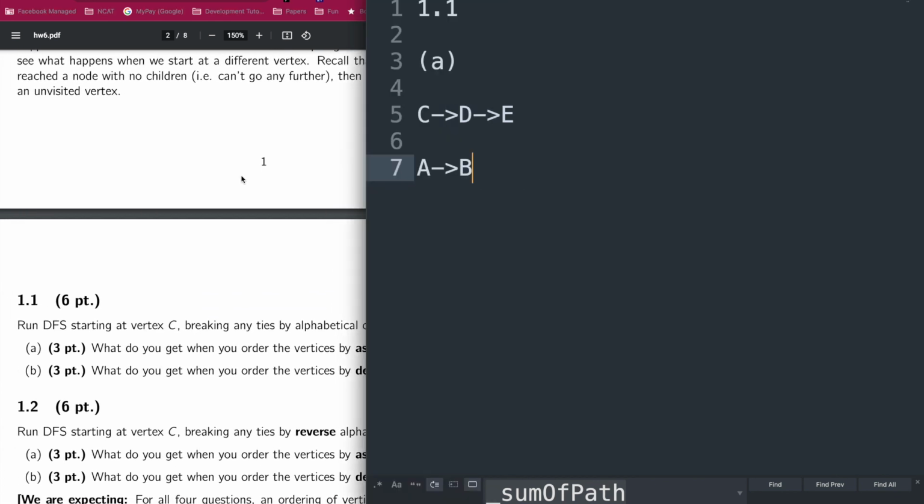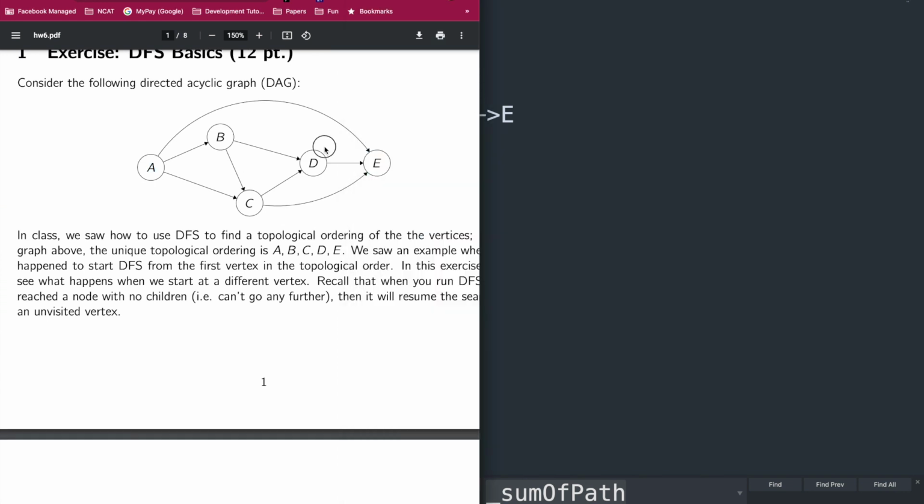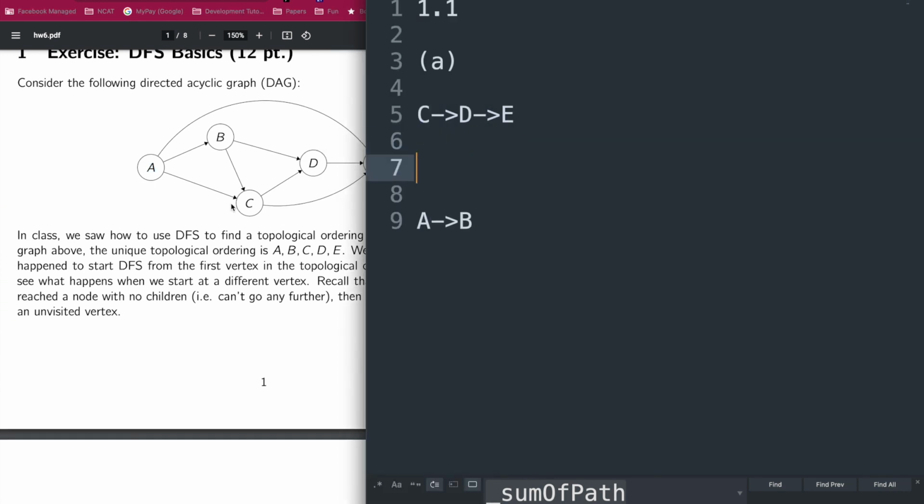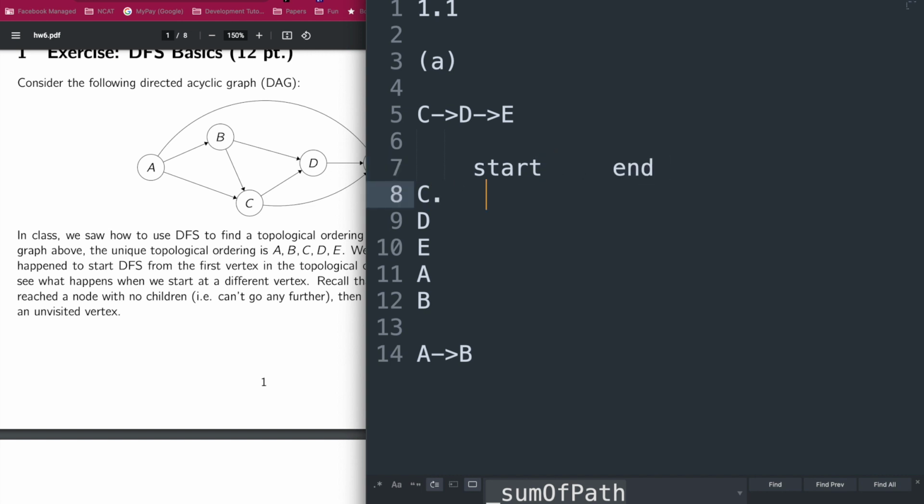This is the order in which DFS would visit, right? So now if we look at each thing individually, for C, D, E, A, B, if you remember with DFS, you actually have start and end times. Basically, when did I start that node? So for C, the start time is 0, because this is the node we started with.